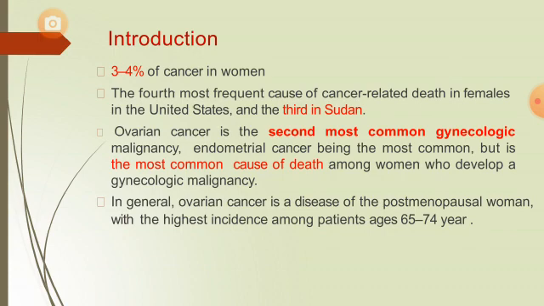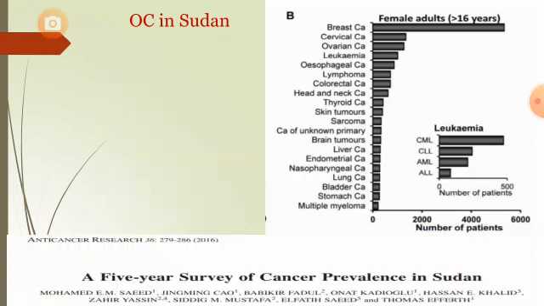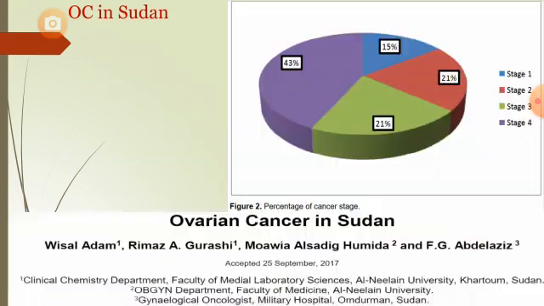They are lethal cancers. In general, ovarian cancer is a disease of the postmenopausal women, disease of elderly, and the highest incidence among patients aged 65 to 74 years worldwide, and in Sudan it starts from 55 years. Here, this figure is from a paper published 2016. You notice that ovarian cancer is number 3.